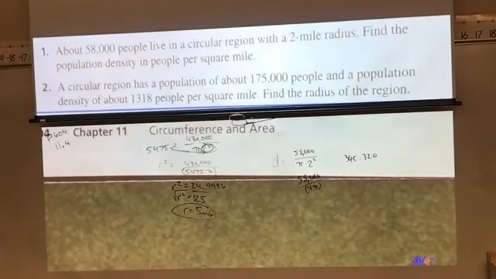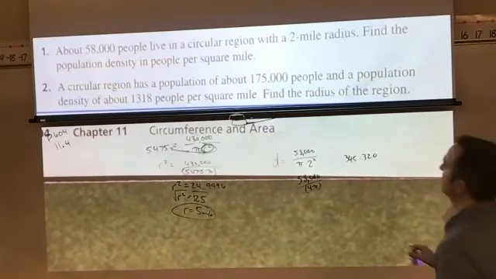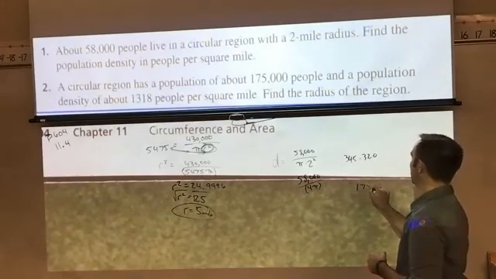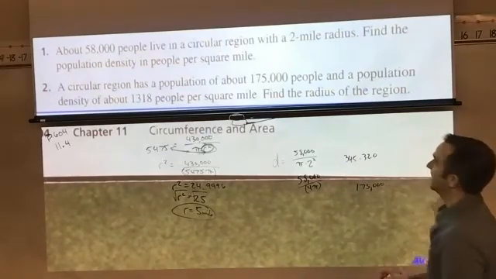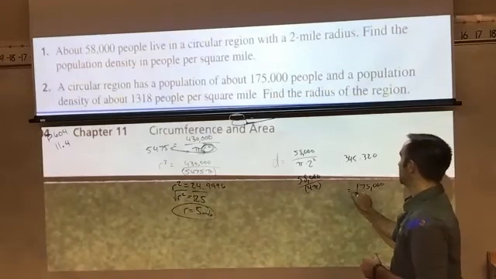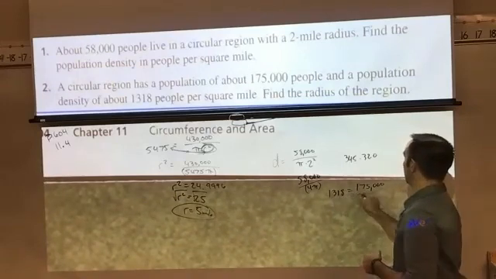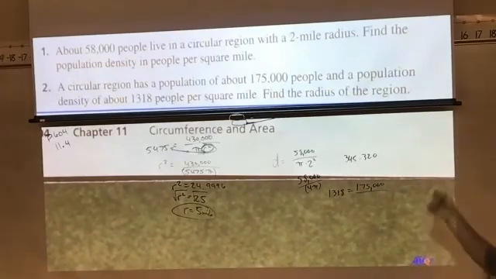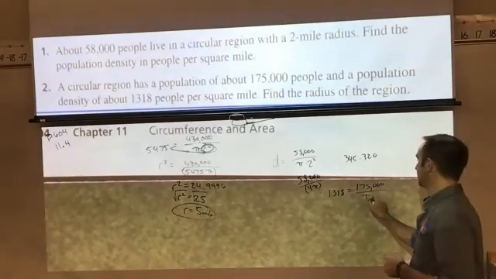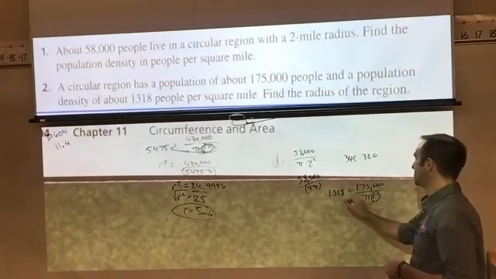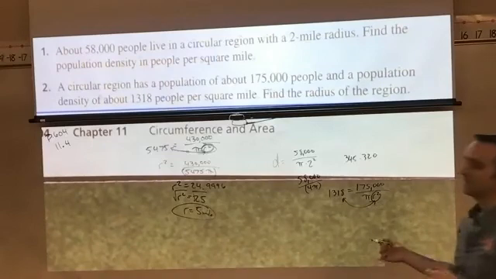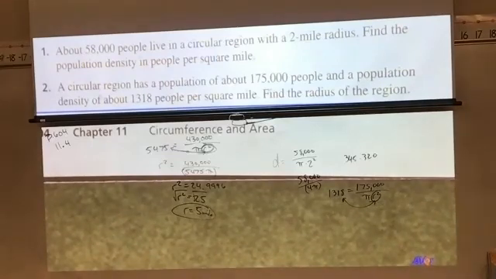For number 2, circular region, again, circular region. We've been dealing with circles, circular region. Has a population of about 175,000 people, so 175,000, and a population density of about 1318. And so we are trying to find the radius. This is like what we just did. Throw your pi r squared down there, switch your r squared with the 1318, throw it in parentheses, solve it out, take the square root of it, and we're going to get our answer.